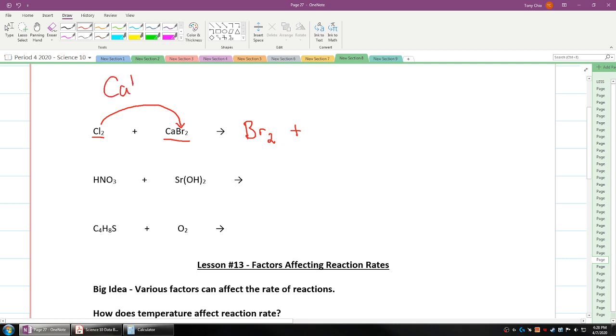Now calcium has a +2 charge, chlorine has a -1 charge. You're going to need 2 chlorines to balance out this reaction. So in this case, this is your predicted reaction. So this is called a single replacement, which I will write as SR. And it's already balanced as well.